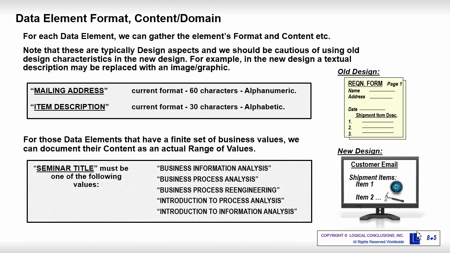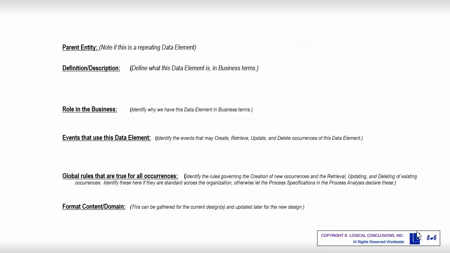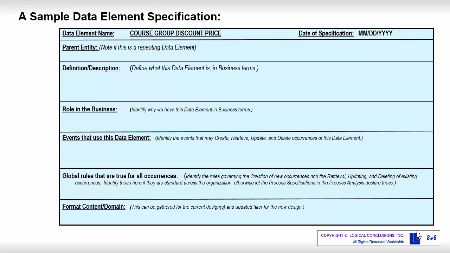For those data elements that have a finite set of business values, we can document their content as an actual range of values. For example, in my business, I could list the values for seminar title as I have a limited set of seminars. This way, all processes in my business will have the exact same values for seminar title, therefore eliminating aliases. So what do we want to capture for the specification of a data element?